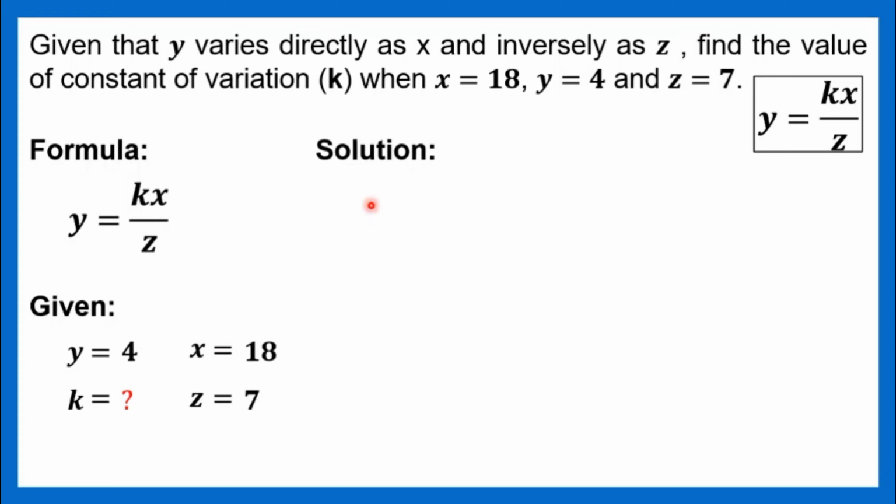Then, for solution. So, solution, don't forget to write the formula. Lagi pong ganon. Y is equal to kx over z. Then, after writing the formula, substitute natin lahat ng values na galing sa given. So, yung y magiging 4. Ayan, so tama. Yung k, naging k pa rin. Bakit? Kasi question mark pa siya. Unknown siya. Then yung x is 18. Tama naman. Yung z daw ay 7. So tama naman.